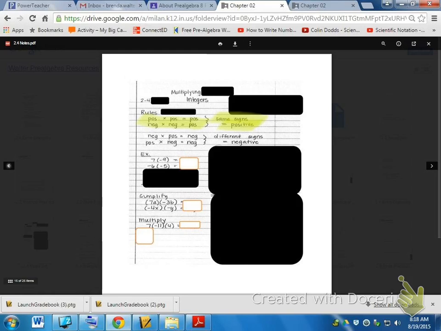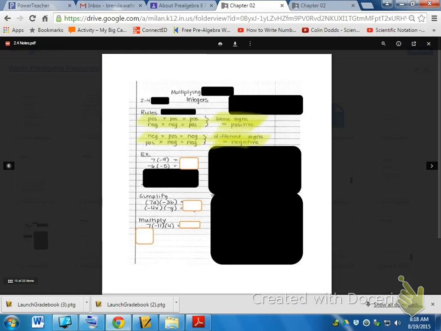The opposite of that is if you have a negative times a positive or a positive times a negative. In other words, the signs are different, then the answer is a negative. I recommend that you determine the sign first and then you go ahead and carry out the answer.